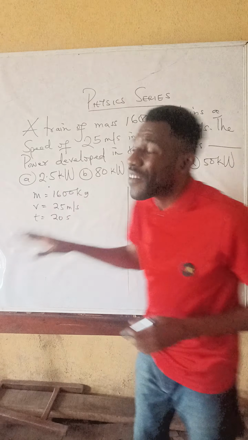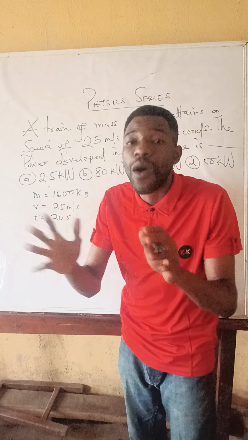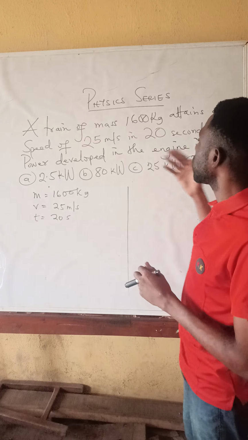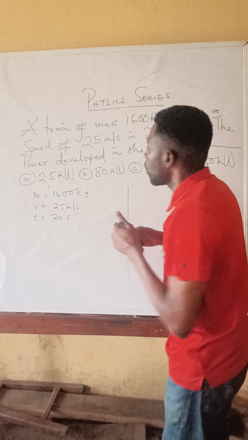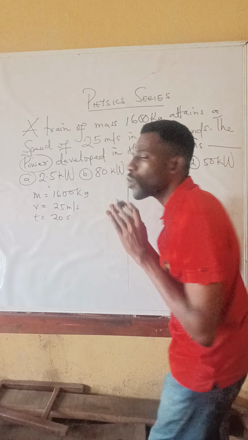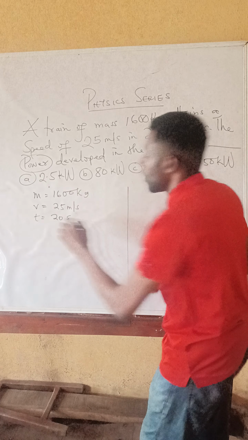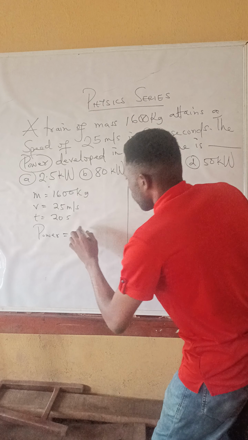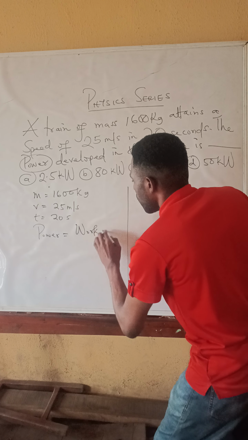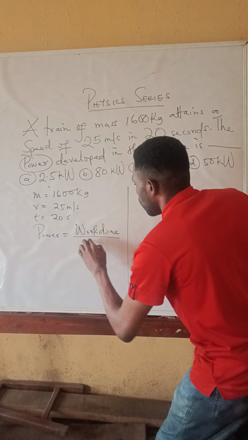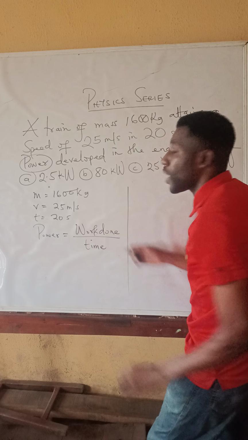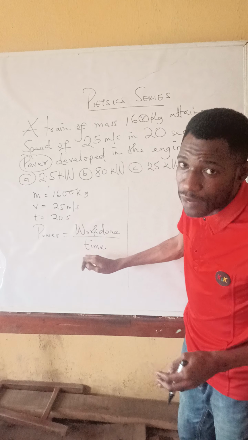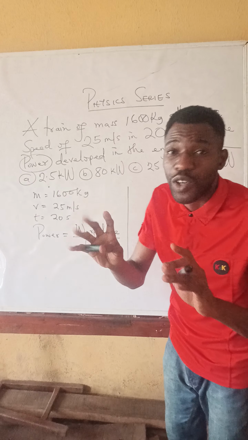So given all these parameters, we want to calculate the power that will be developed in the engine. Now, how do we go about this question? First of all, we're looking at power. And we know in physics that power is defined as the rate at which work is done, expressed by the formula work done over time. So the work done per time gives us the definition of power.